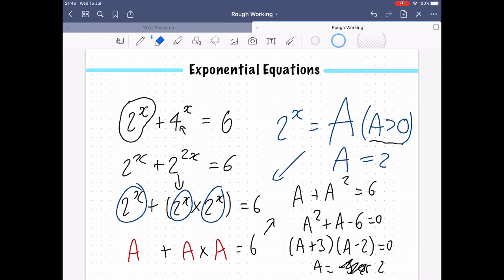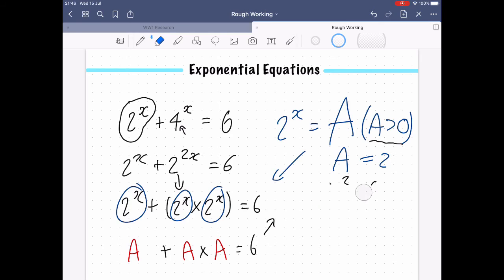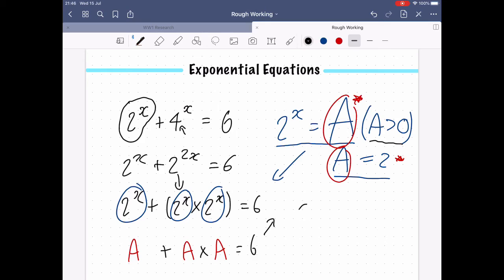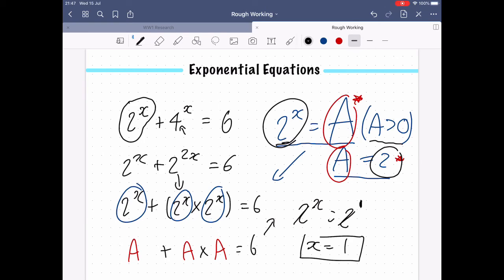So now, what can we see? Well, we can see that we let 2^x equal A, and we found out that A equals 2. So really, we can substitute this equation into this equation and get rid of this A value that we just gave, and get 2^x equals 2. Right? And what we can do from here is what we did before. Find the common base, get rid of it, find that x equals 1. And that is the answer.